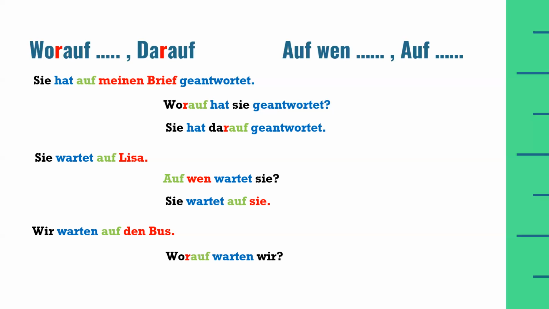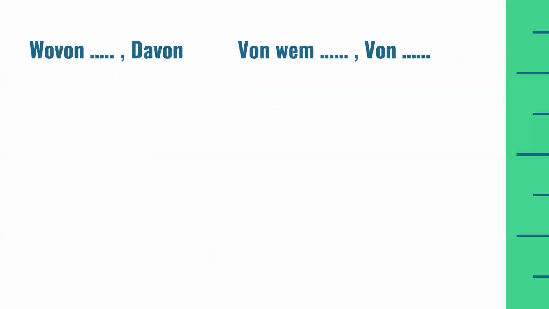Now, because we are waiting for some non-living thing in this sentence, therefore we have to use the wo compound, and since auf is a preposition that starts with a vowel, therefore we have to put an R between the wo compound and auf, so it becomes worauf warten wir. What are we waiting for? Wir warten drauf. We are waiting for it, and what is behind this drauf is den Bus.